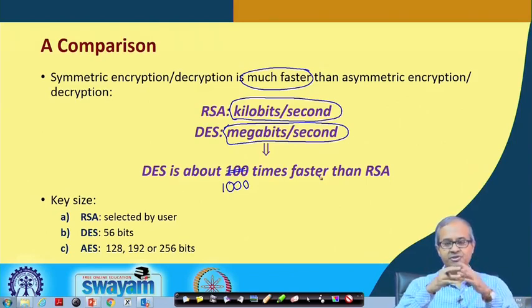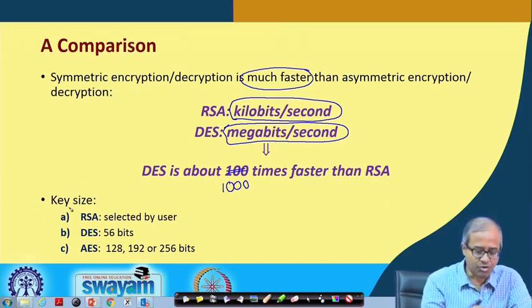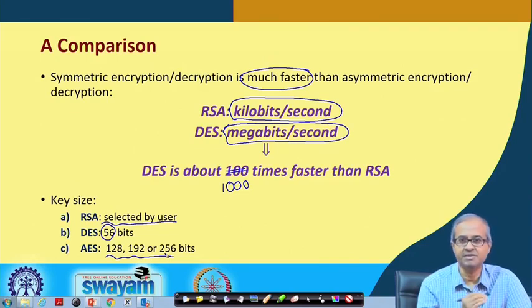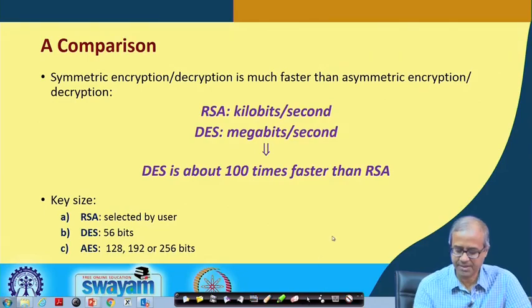That is why we use a two-step process for encryption. First we send the secret key using RSA, then we do the actual encryption using DES or AES. Okay. Talking about the key size, for RSA the key size can be selected by the user, it is flexible, but for DES it is rather small, and for AES it is 128, 192 or 256. These are some of the comparisons. Okay.